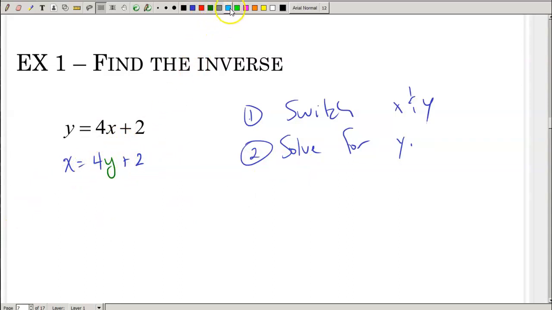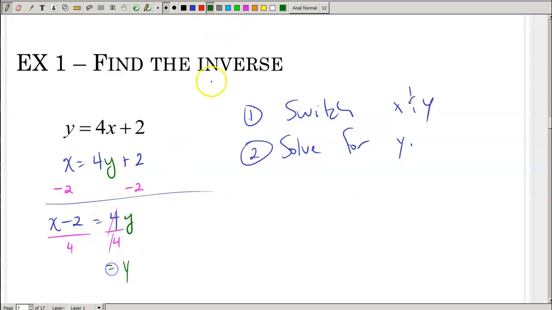Now if we solve for y, just by solving equations like you've done for so long, it's going to force you to do the reverse order of operations and do the inverses of all these things. So if I said, hey, solve for y here, you would say, okay, subtract 2. So we'd do that, and we would get x minus 2 on this side equals 4y. And if I want to solve for y still, I'm going to divide by 4. And 4 divided by 4 is 1. And I have y equals x minus 2 all over 4.